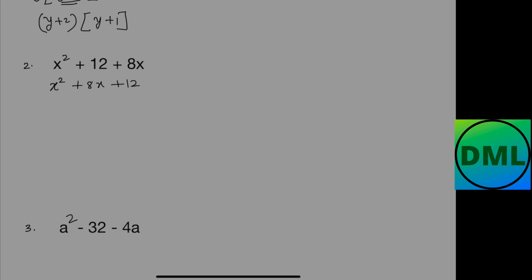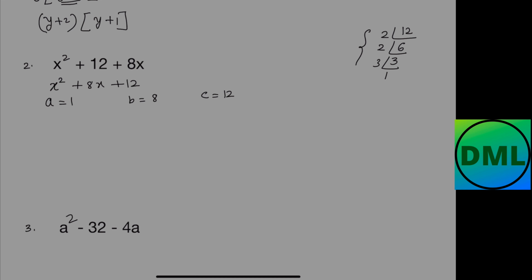This is my quadratic equation. I need to write down the values for a, b and c. Let's write down: the value for a is 1, b is 8, c is 12. I have to multiply a and c. My answer is 12. I need to factorize 12. Let's factorize it here. This is an even number. It is divisible by 2. 12 divided by 2 is 6. 6 divided by 2 is 3. 3 divided by 3 is 1.